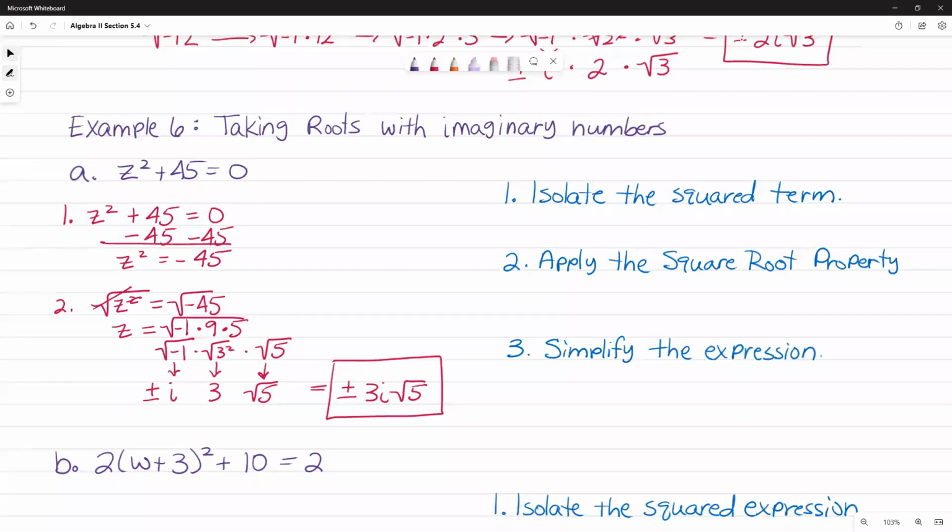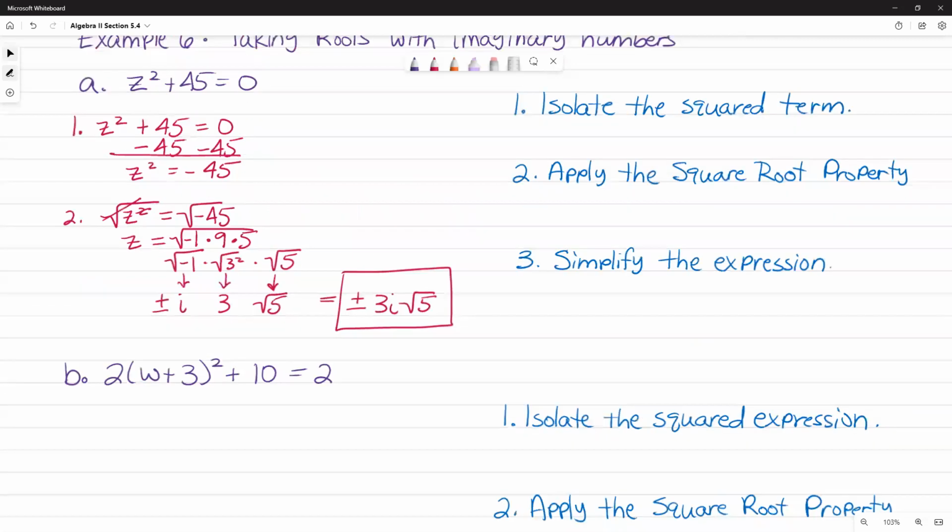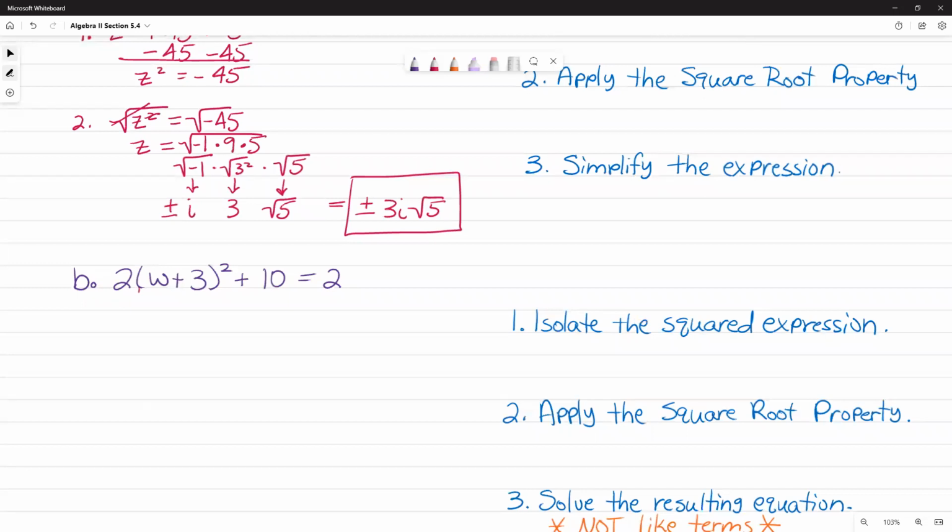All right, so let's look at another example. For this one, instead of just a squared term, we have a squared expression. Everything inside these parentheses is being squared. So that means that we need to move everything around it to the other side of our equal sign. So isolate just the squared expression. In order to do this, 2 times (w plus 3) squared plus 10 equals 2. I'm going to move that over, and we have 2 times (w plus 3) squared equals -8.